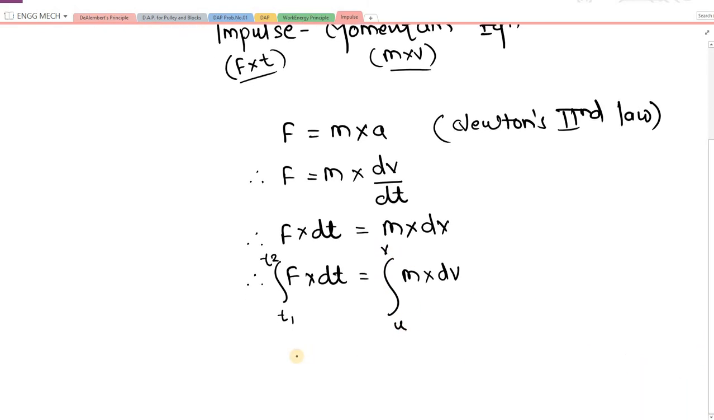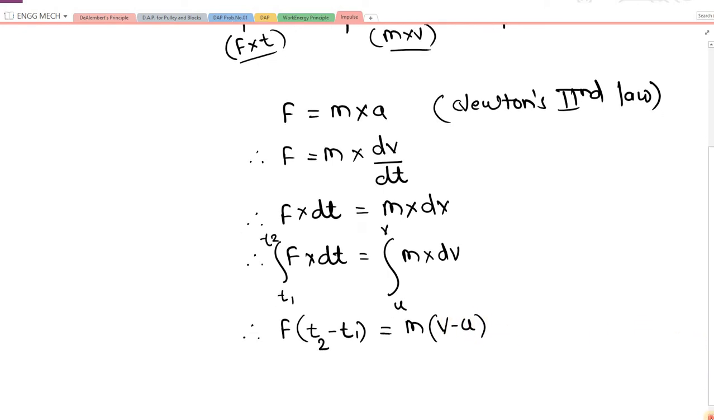All right, therefore what we will have here, after integration, is f into, in bracket, t2 minus t1. Since we have limits t2 and t1, it is going to be t2 minus t1. Similarly, in our RHS, the integration will end up with v, then the limits will be u to v, therefore we will have in bracket v minus u.